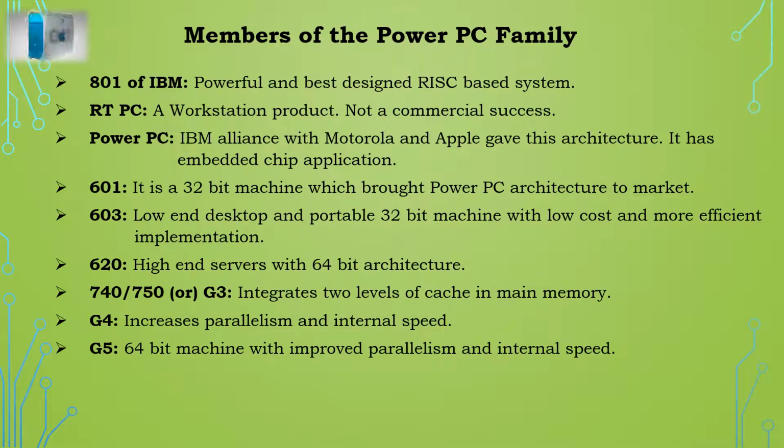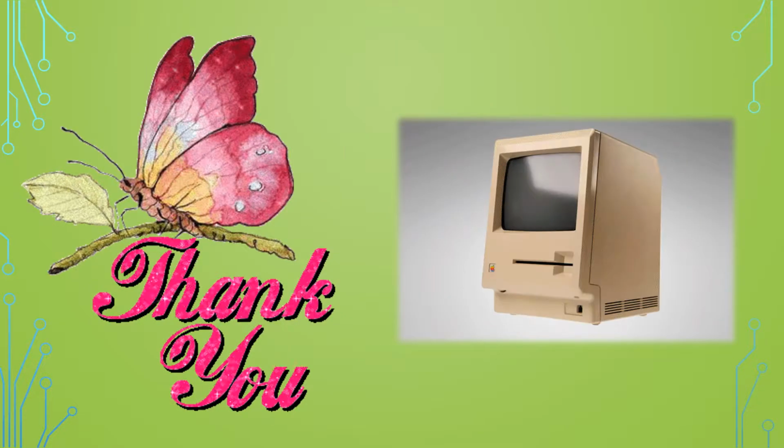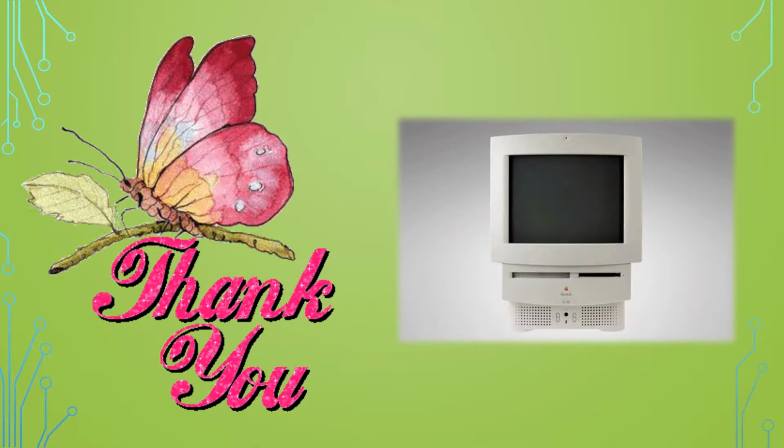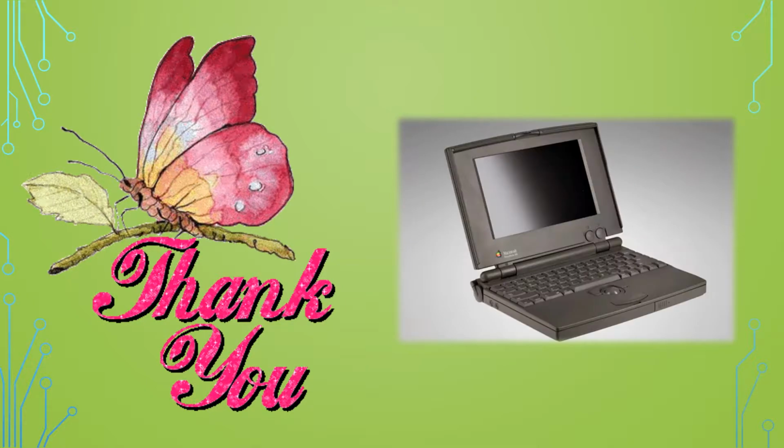G3 integrates two levels of cache in main memory. Cache is nothing but a temporary memory. G4 increases parallelism and internal speed. G5, a 64-bit machine with improved parallelism and internal speed. Up to this, we have discussed Von Neumann architecture and evolution of computers. Thank you, students.